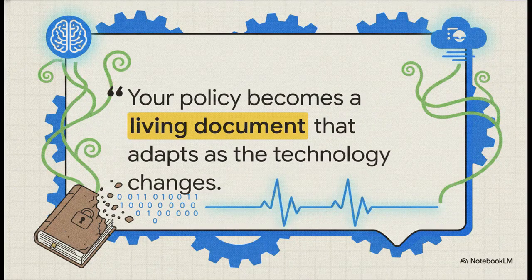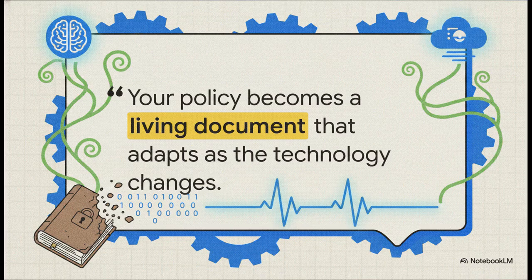We've covered the anatomy and the boundaries, which is the what. Now, let's move into the how. We all know AI technology is evolving at breakneck speed, right? It's wild. By locking in version control and a defined review cycle, your policy becomes a living document that adapts as the technology changes, rather than a dusty binder on a shelf.